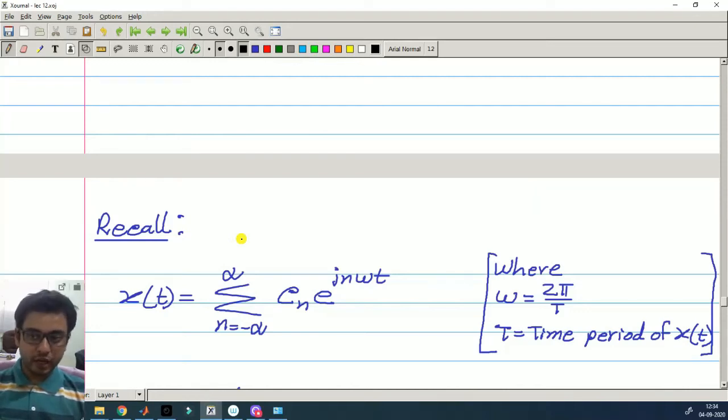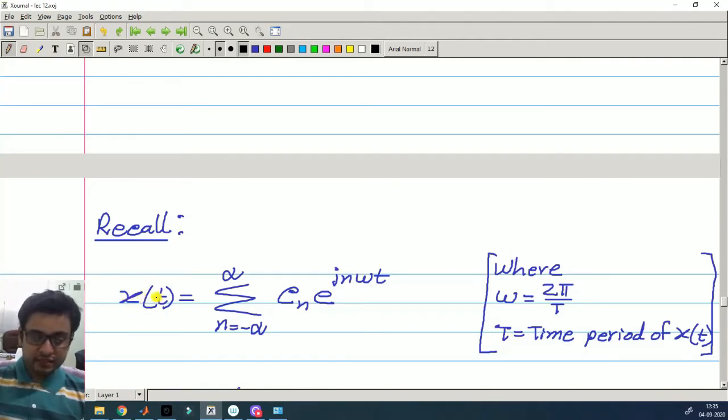Hello and welcome back. We were studying complex Fourier series. We saw that almost any periodic signal x(t) can be written as a sum of complex exponential signals e to the power j omega n t, where omega is 2 pi over T and T is the time period of x.